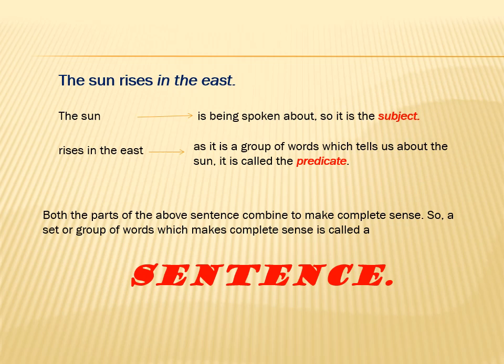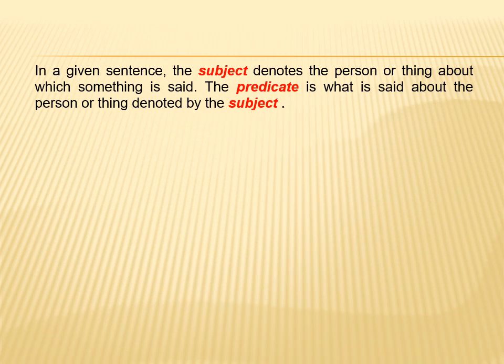So in this particular picture, we at least are in a position to differentiate between the subject and the predicate. So in a given sentence, the subject denotes the person or thing about which something is said. The predicate is what is said about the person or thing, denoted by the subject.